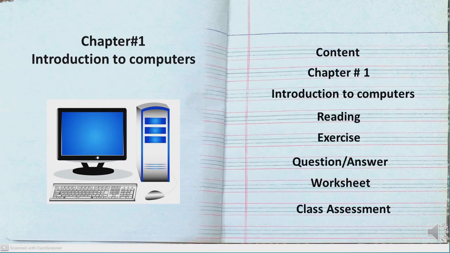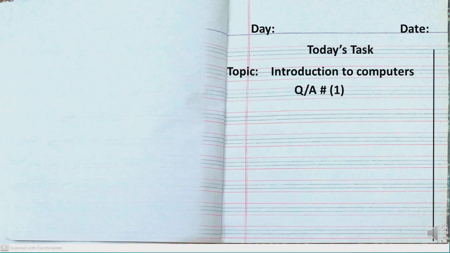Here is the content page. Content, chapter number 1, Introduction to Computers. Reading, exercise, question answer, worksheet, and class assessment. Firstly, draw a margin line and then write day, date, and today's task. Topic: Introduction to Computers. Question answer number 1.